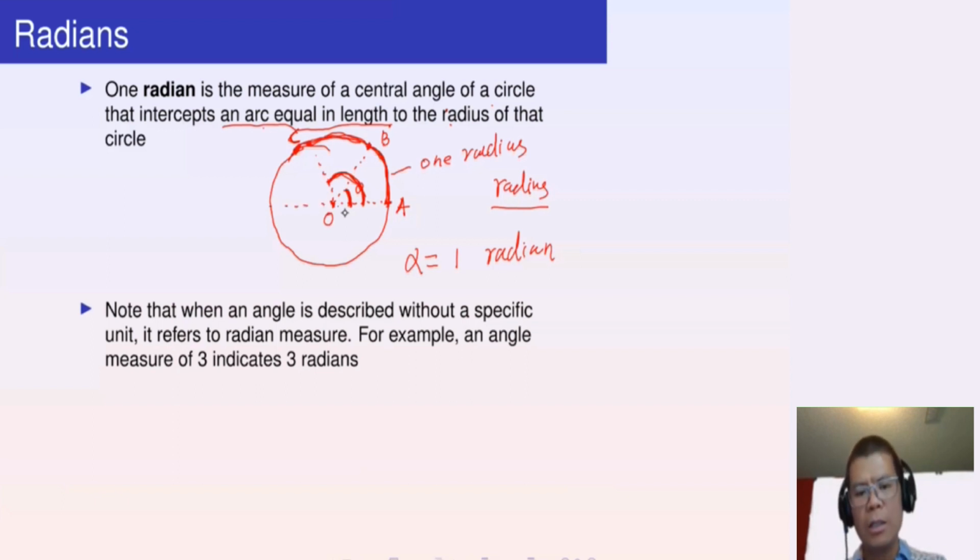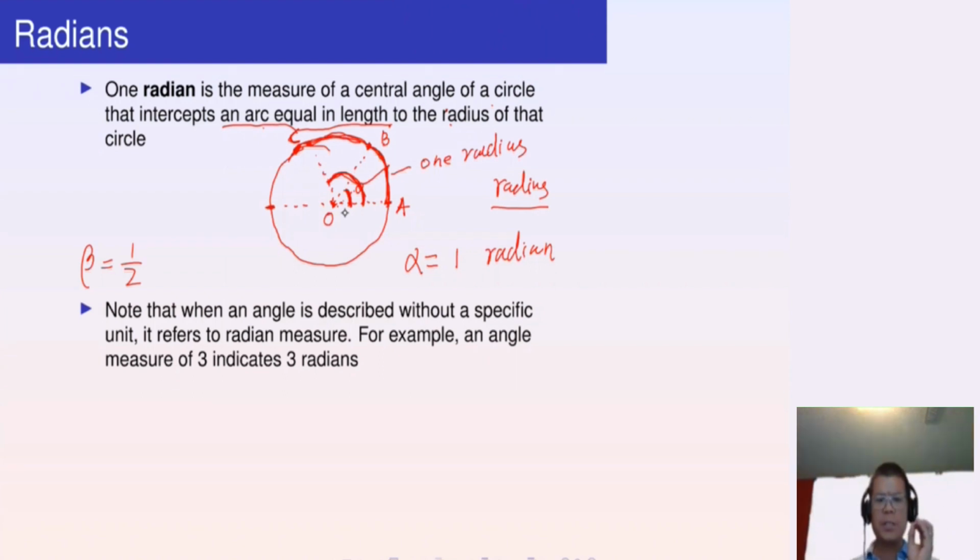But as we know, this arc can be of any length. Sometimes it's a multiple of the radius, but sometimes it may be a fraction of the radius. Say, what about an angle beta equals 1/2? That means it is half of an arc, half of one, which is 1/2.